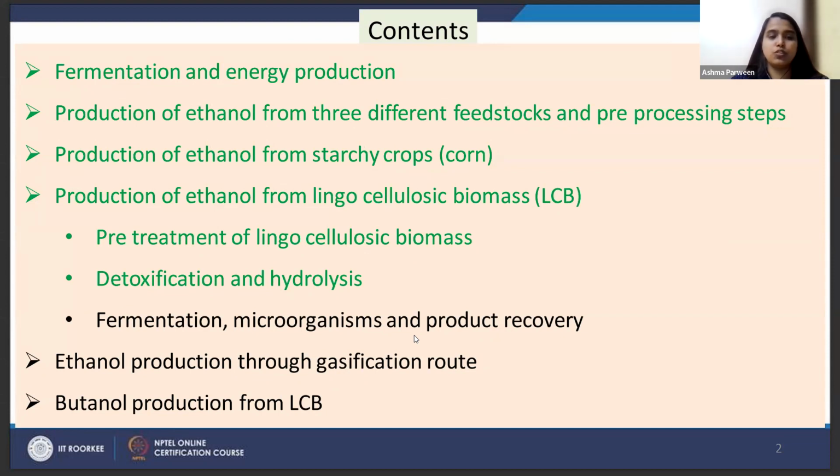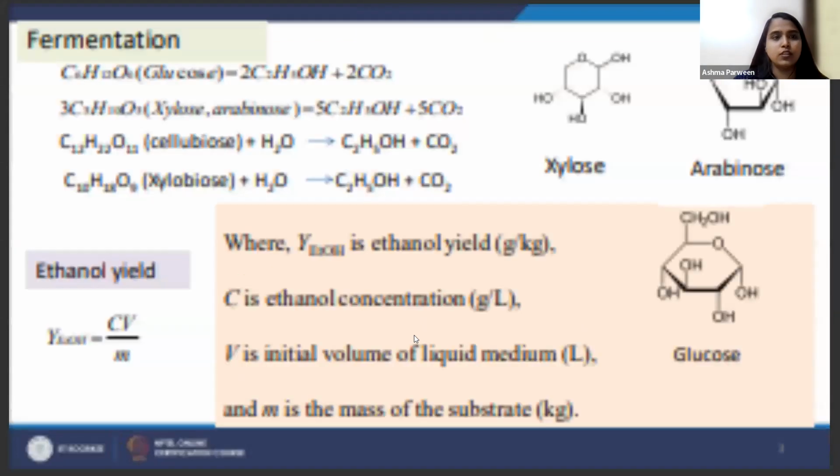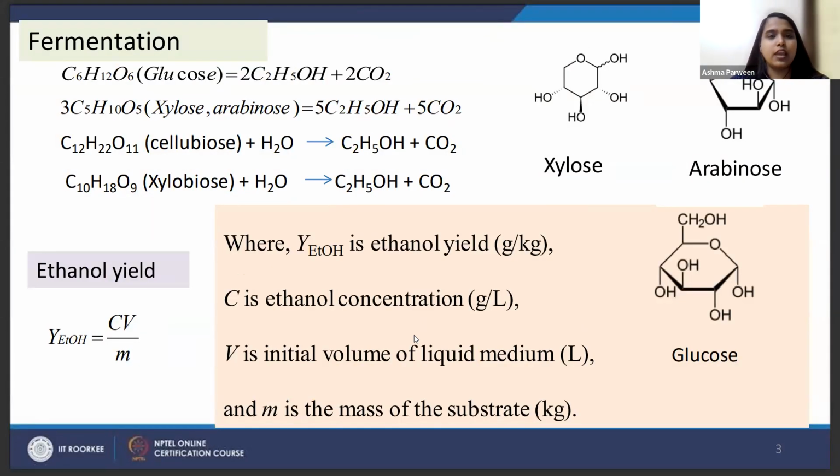So in this module, we will discuss the microorganisms which are involved in fermentation, the route for ethanol production through gasification, and finally, butanol production from lignocellulosic biomass. These are the reactions which show the fermentation of glucose, xylose, cellobiose, or xylobiose to ethanol.